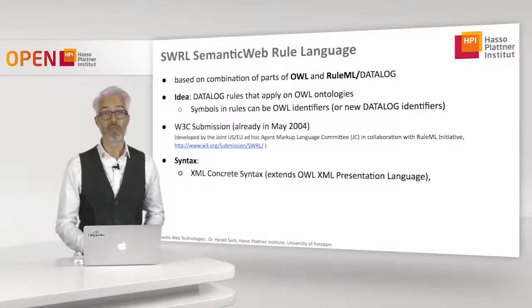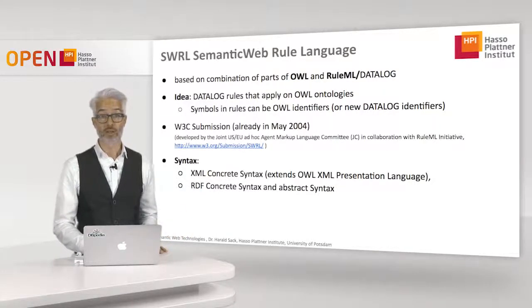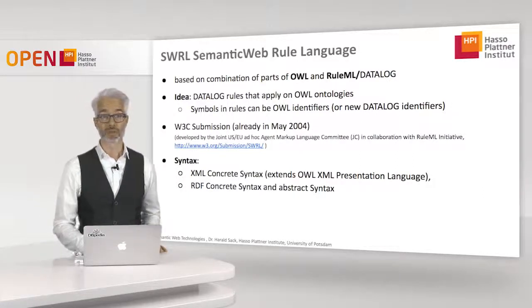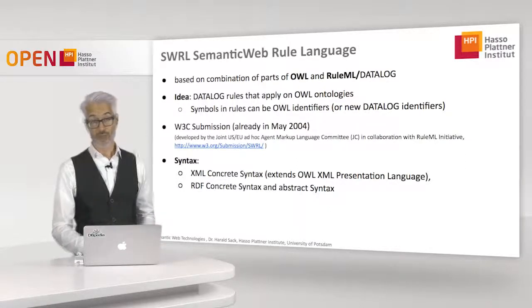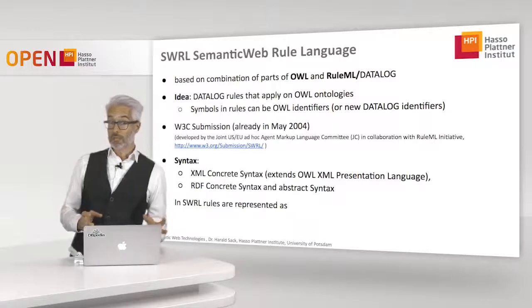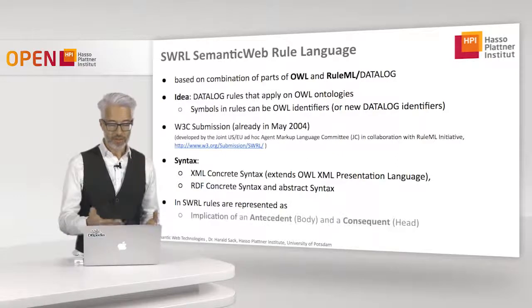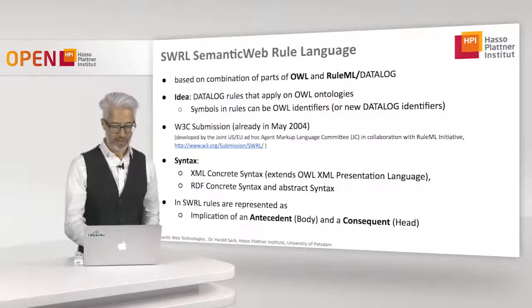So concerning the syntax, there are two variants. For example, you have an XML-based variant and you also have an RDF-based variant and also a so-called abstract syntax. So there are three syntax variants. And for the XML-based syntax, we will see an example. And for the abstract syntax, you already have seen examples for that. In SWRL, rules usually are represented, as you know it, from body and header, but they are called differently. Here they are called antecedent, which is the body, and consequent, which is the header.